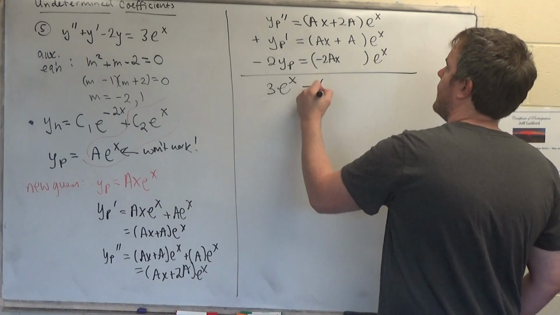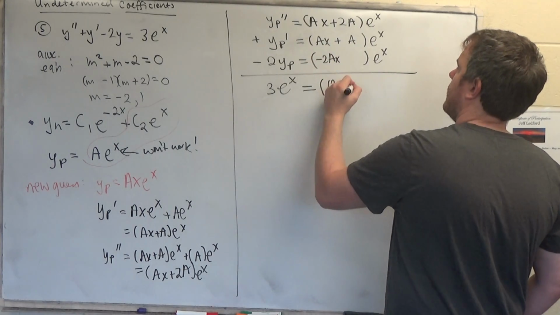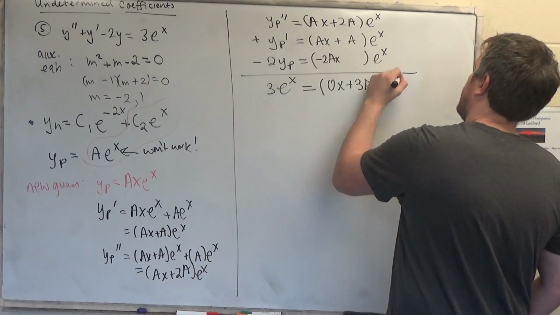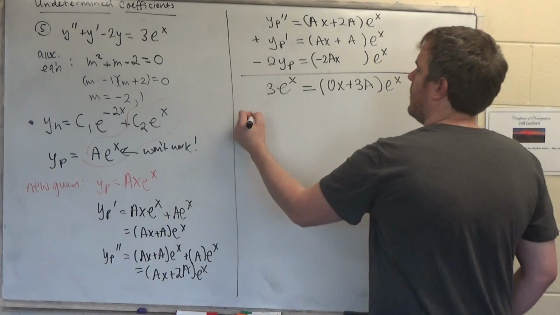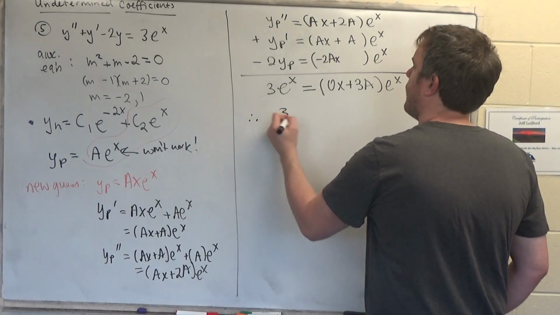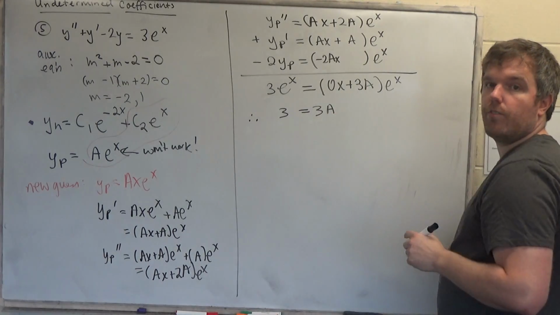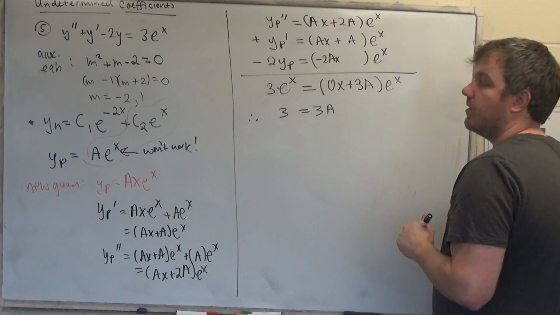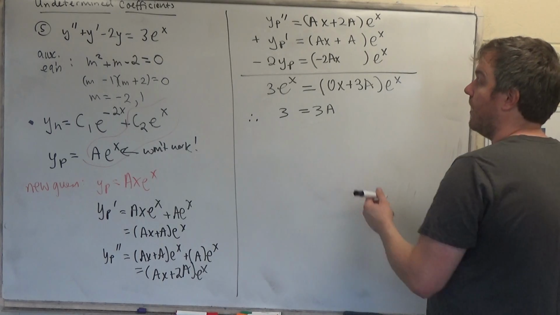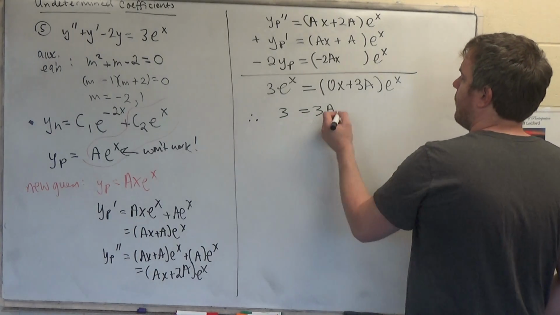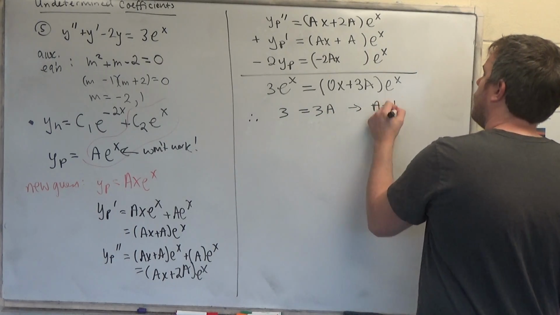But what I actually get is 0x plus 3a e to the x, which tells me that 3 equals 3a. Notice the 0 term canceled out, which is good, because we can continue our problem now. 3 equals 3a has solution a equals 1.